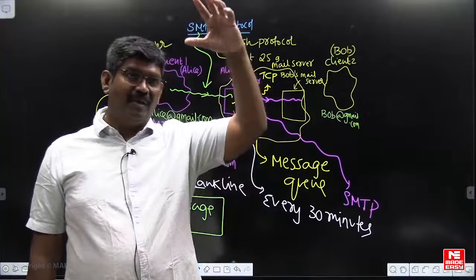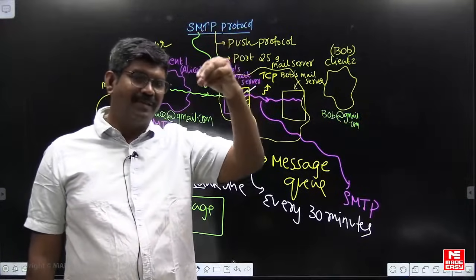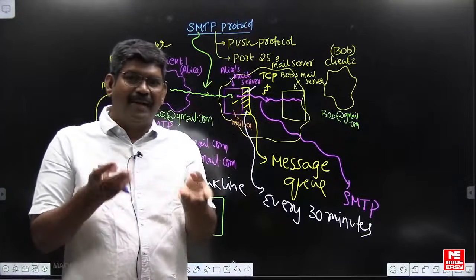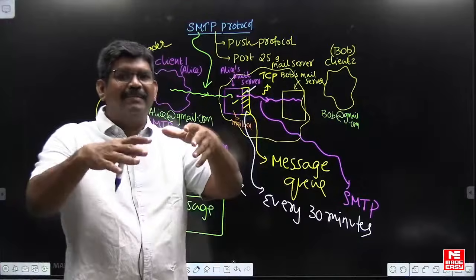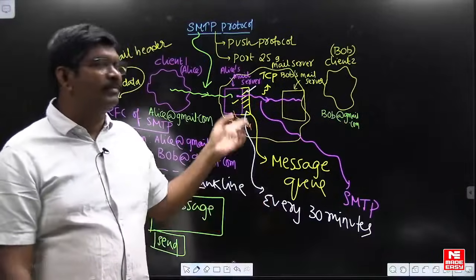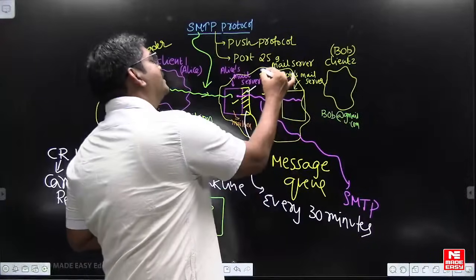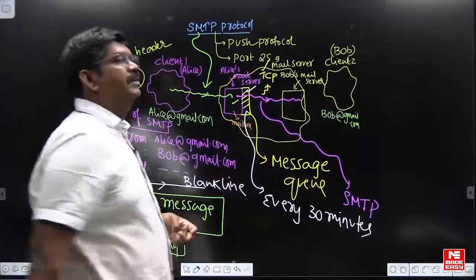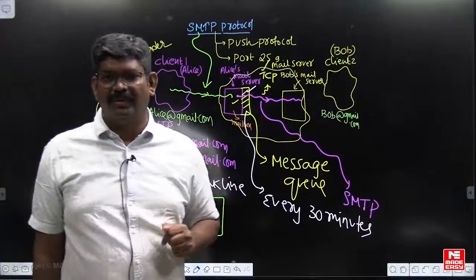You know that the message will be converted into segments and packets. These packets will be scattered. Again, it has to become a message at the receiver side. It should be reliable. So that's the reason this SMTP is going to take the help of TCP. This is one more question.